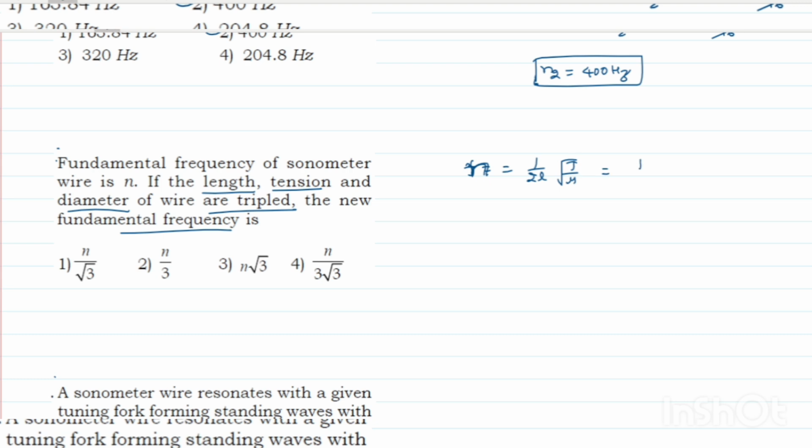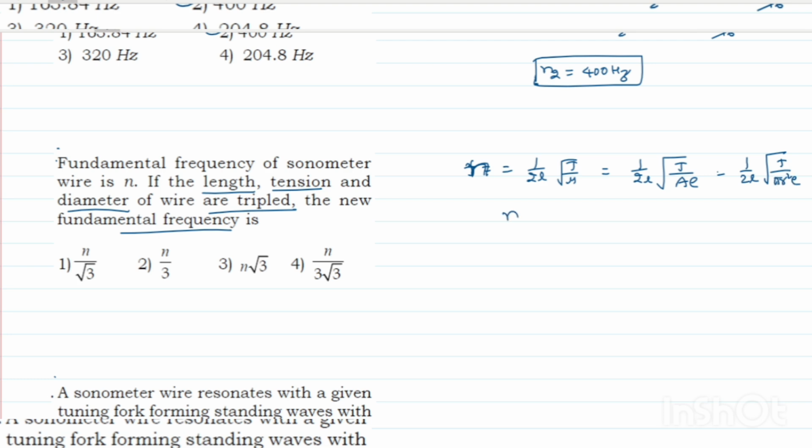which is nothing but 1 by 2L into T by, here mu is area, pi r square, into rho. You can also write it as A into rho, students. A, in this sense, is pi r square. So it's nothing but 1 by 2L into root over T by pi r square into rho.